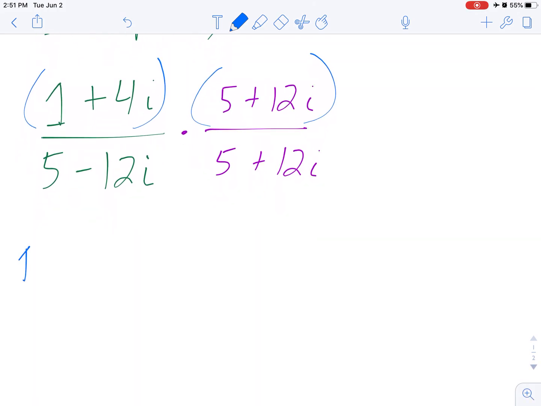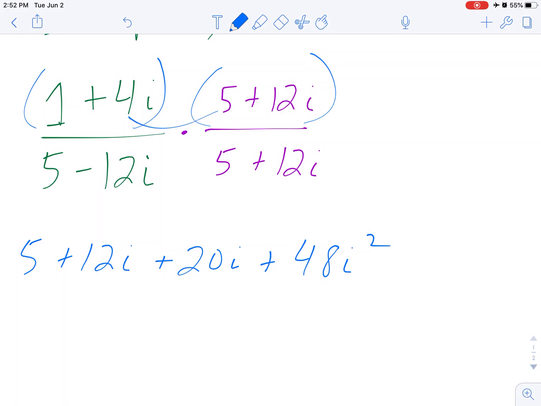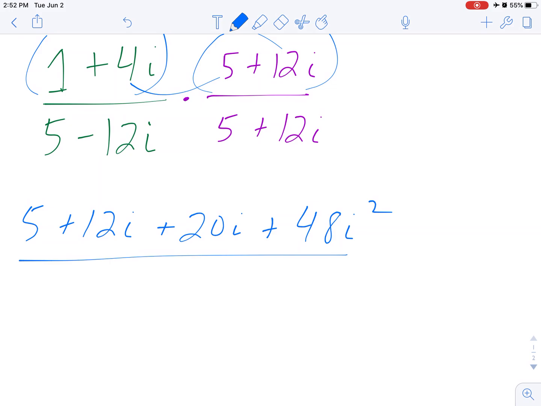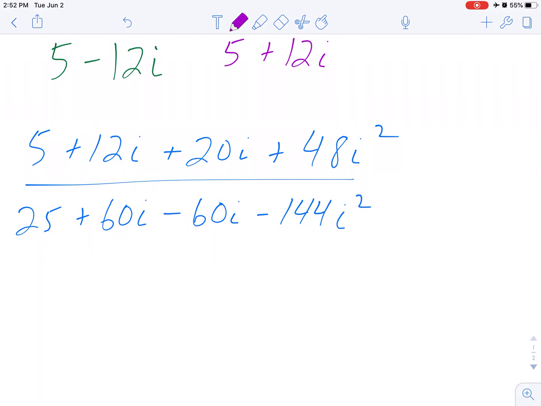The top comes out to be 1 times 5. 1 times 5 is just 5. And then plus 12i plus 20i plus 48i squared. Make sure I'm doing that right. Okay. The denominator comes out to be 25 plus 60i minus 60i minus 144i squared.